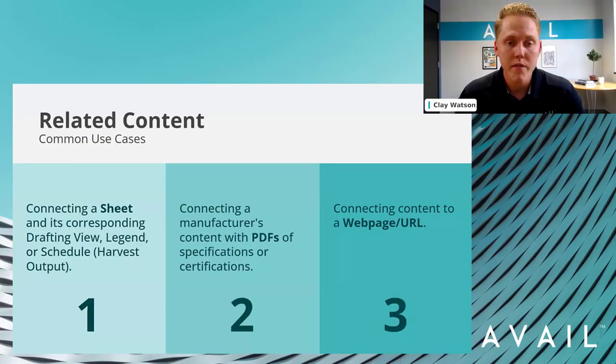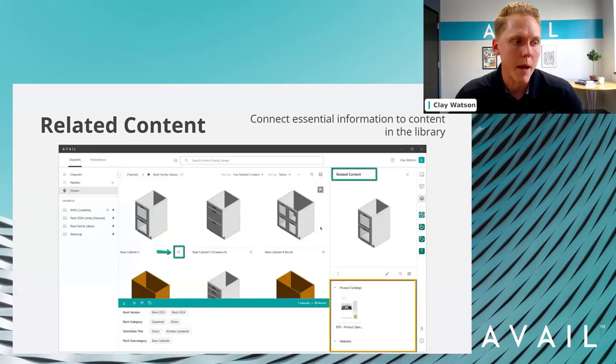Some of this we've actually built into our harvest functionality. So specifically with sheets and drafting views and legends and schedules, we've automated this as a natural output of harvesting. If you're taking a container file and you're extracting the elements, we can actually create these relationships for you. And what this does is create a nice little bundle of essential information within AVAIL, so that you don't have to jump around to different areas. You can see a sheet, you can open it up, and then you can actually see the drafting views and legends and schedules that are on that sheet.